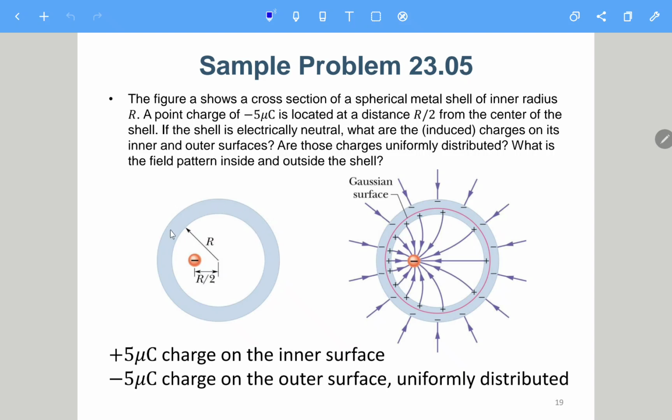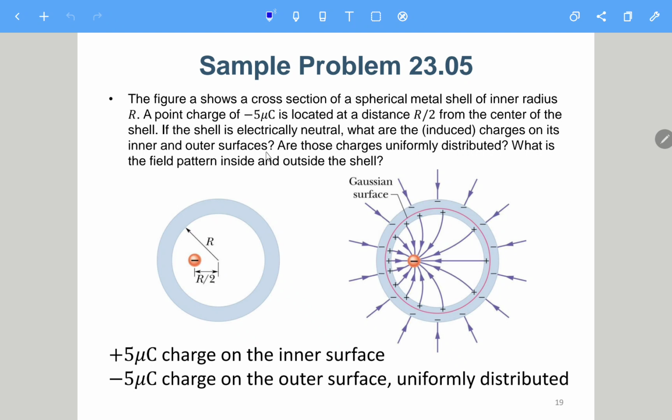And then inside this shell, there is a point charge of -5 μC. This charge is not placed at the center. It is R over 2 from the center point. Okay, so if the shell is electrically neutral, what are the induced charges on its inner and outer surface?